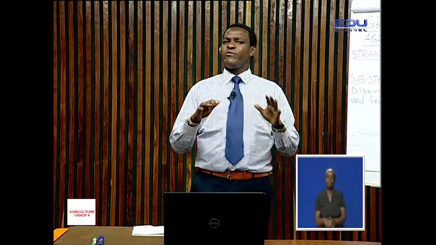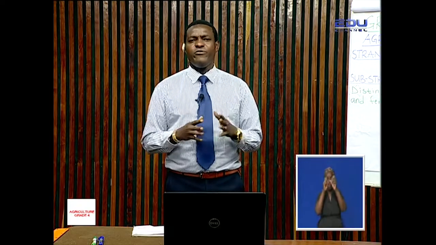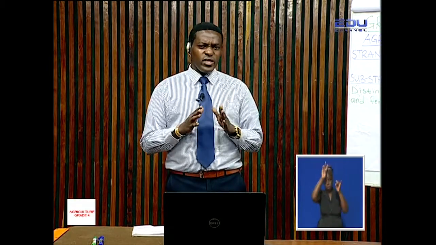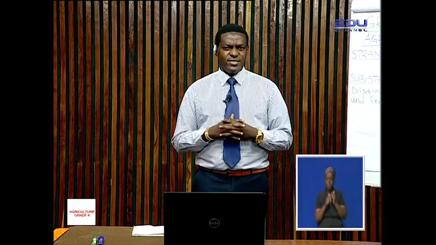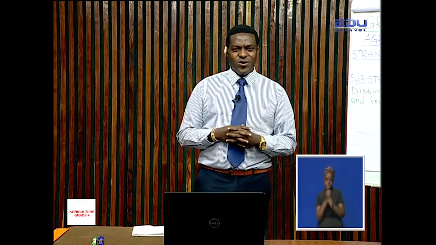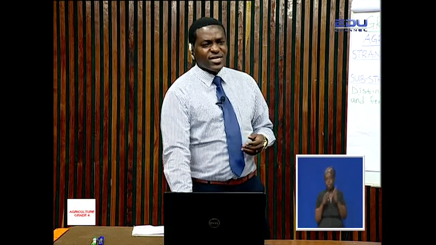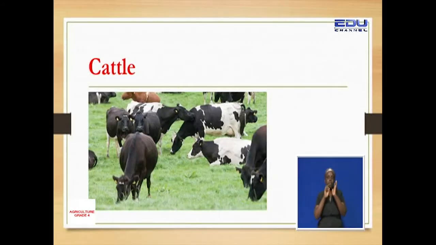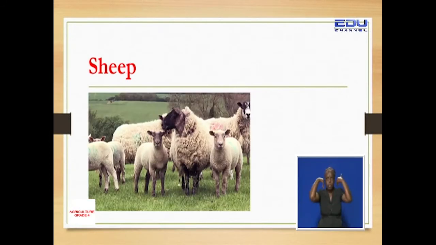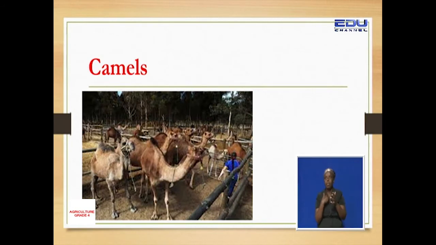I can show you some few pictures of the different domestic animals. I know you've come across cattle, goats. I don't know whether you've seen some camels or even horses. I bet so. But no worries. We have the cattle there, as you can see. We have the goats. We have the sheep. We have the camels. All these are domestic animals.